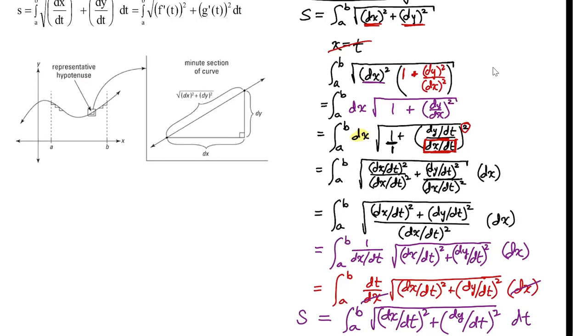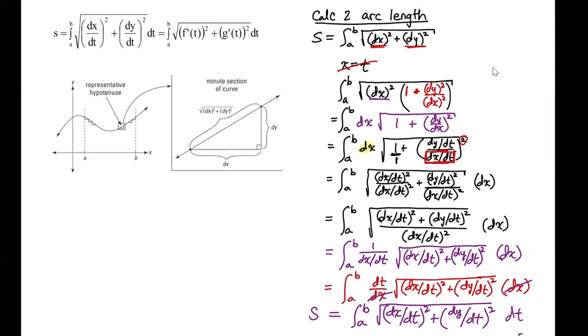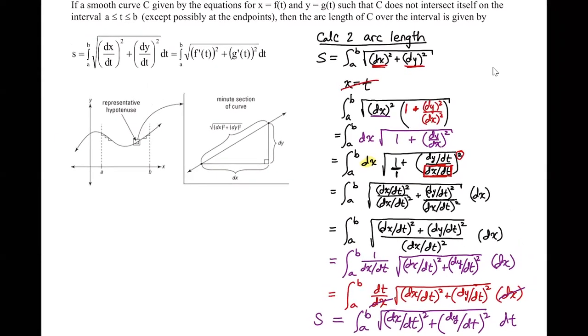So yeah, the correct original formula ought to have been, I'll just chuck it in here, s equals the integral from a to b of the square root of 1 plus dy/dx squared, dx.